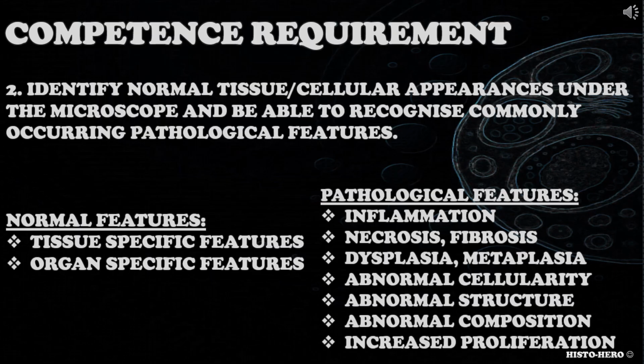What are the key pathological features seen microscopically? Consider cellular changes like size, shape, nucleus to cytoplasm ratio, mitosis, tissue architecture, presence of fibrosis, inflammation, necrosis, neoplasia, scarring, metaplasia, abnormal cellularity, structure and composition or increased proliferation.